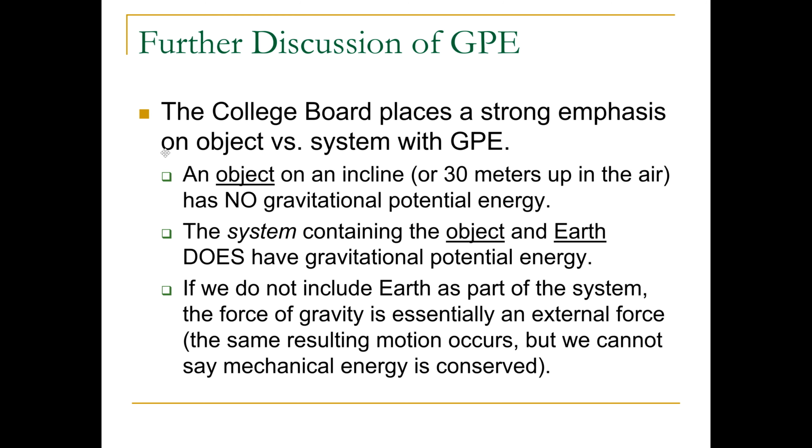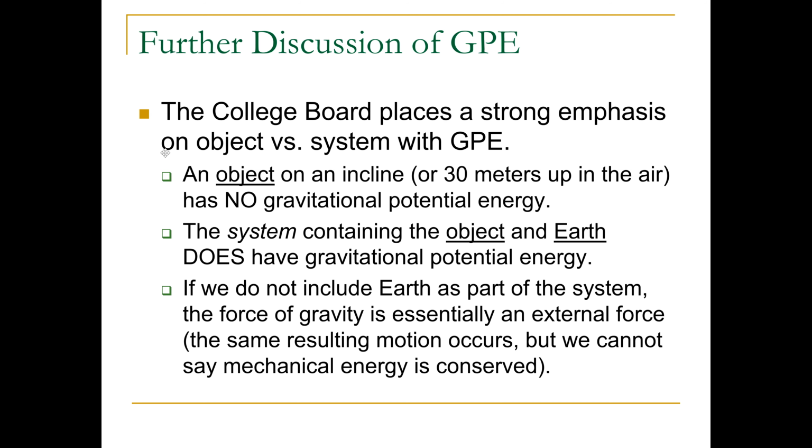If we are looking at a system containing that same object and Earth, then that system does have gravitational potential energy. If we are including the Earth as part of our system, then as the object falls, the energy of our system is converted from gravitational potential into kinetic. And we can say mechanical energy is conserved. We'll talk a little bit more about what that means.